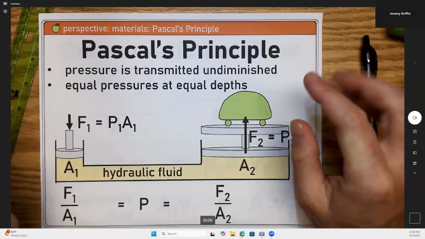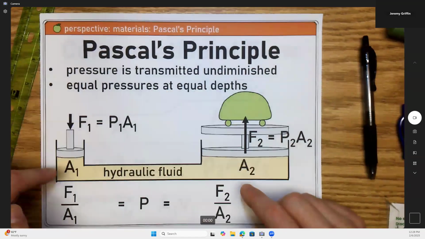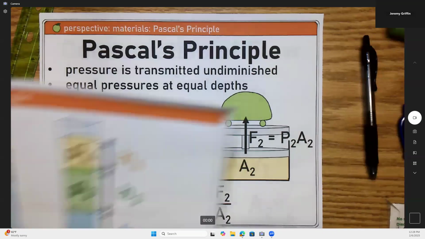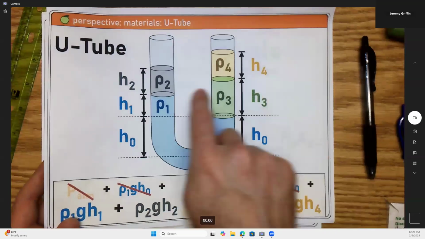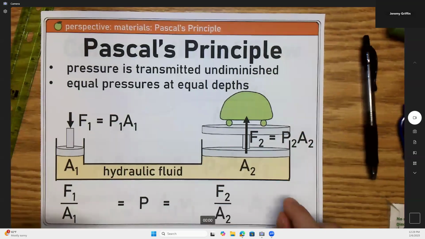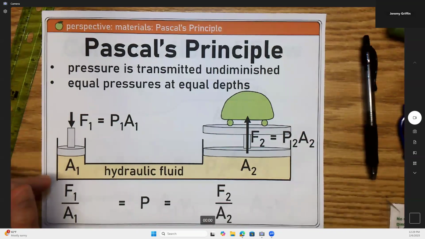Is that okay? I think I'm going to go back and edit this poster because I wrote equal pressures at equal depths. Now, that's only true if it's the same fluid. So that kind of falls apart. Like right here, that wouldn't be true, right? Because you got different fluids going on. And also if the fluid is stagnant, which it is in this picture. But later on today, we're about to put fluids into motion. And when fluids are flowing, that's no longer going to be the case.